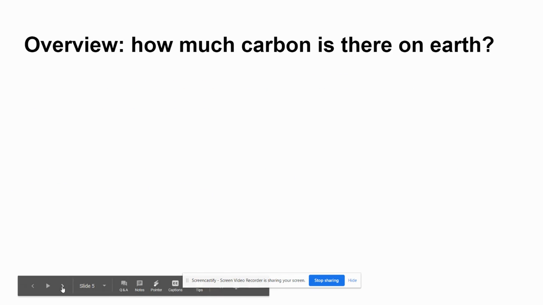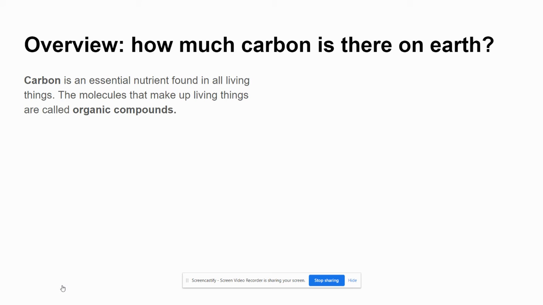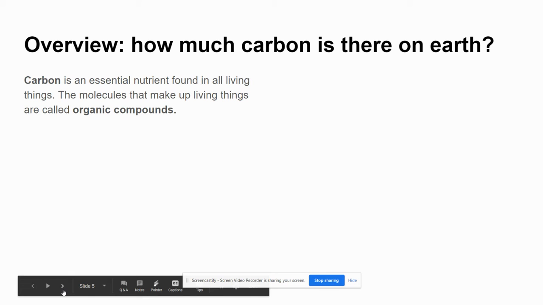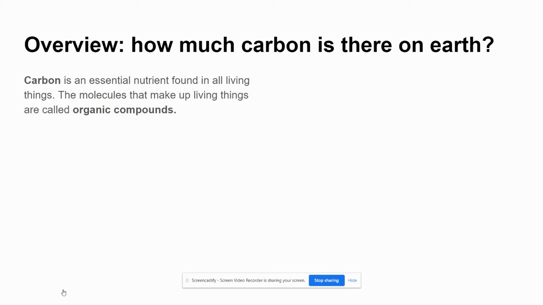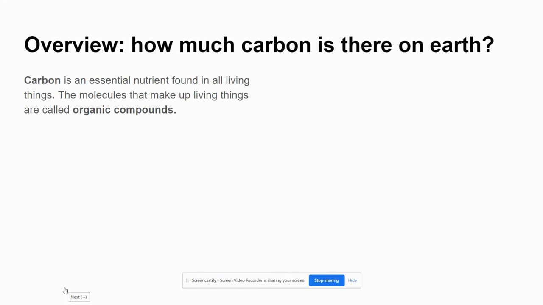So, how much carbon is there on the Earth? Carbon is an essential nutrient found in all living things. The molecules that make up living things are called organic compounds. Organic in chemistry is not free of pesticide. It means any compound that has carbon, the essential element, atomic number 6. If you remember the non-metals on the periodic table, anything that has carbon will be categorized as an organic compound, like your glucose, your cellulose, your proteins, your DNA. Everything is made up of carbon.